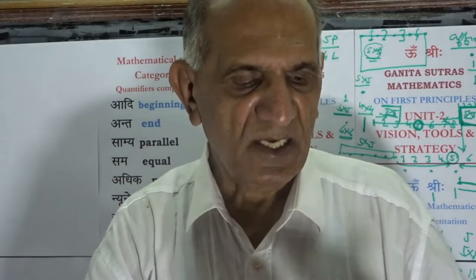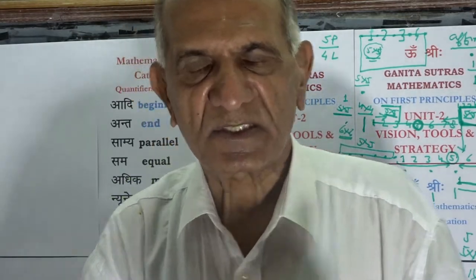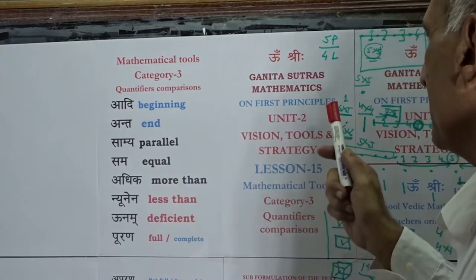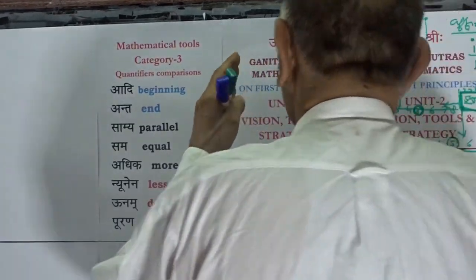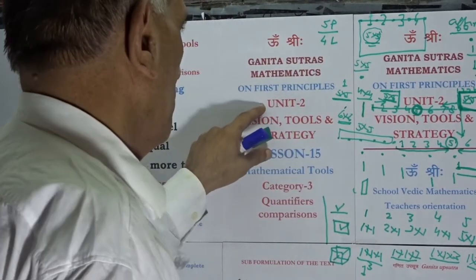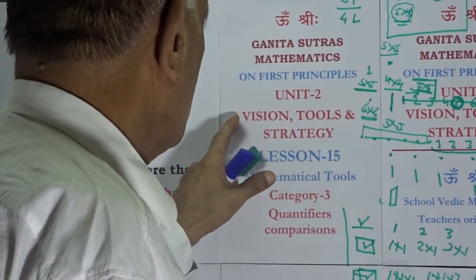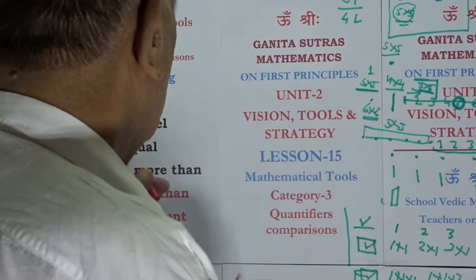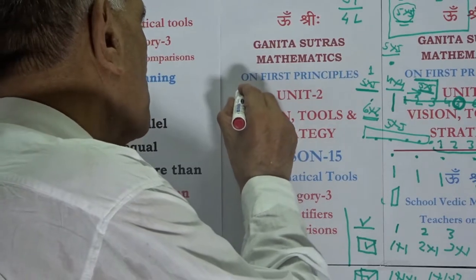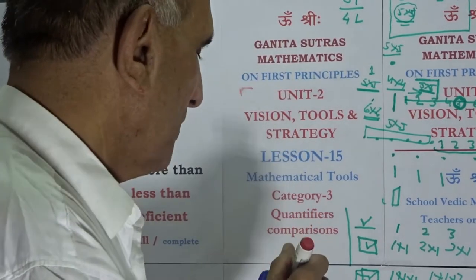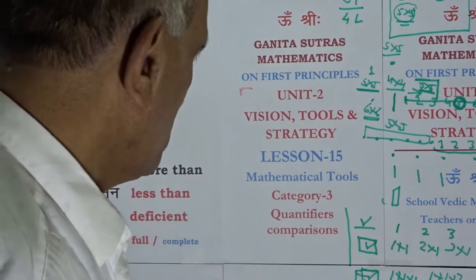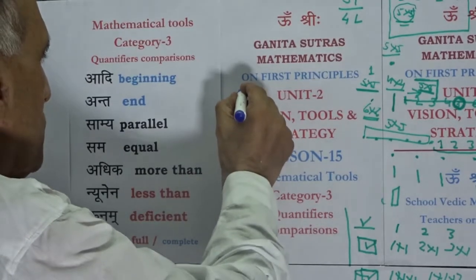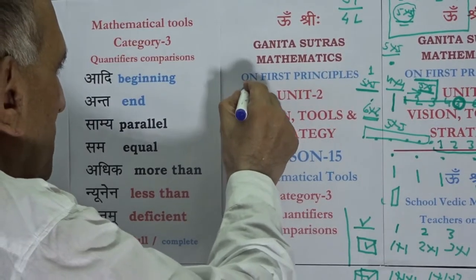Now let us see that all these features are inherently embedded in the mathematics of Ganita Sutras. The mathematics of Ganita Sutras in Unit 2, we are at the stage of a vision, tools and a strategy. Now vision is, as we see, of our solar universe. The existence phenomenon of our solar universe is our vision. Our mathematics of Ganita Sutras is of the vision of the solar universe.